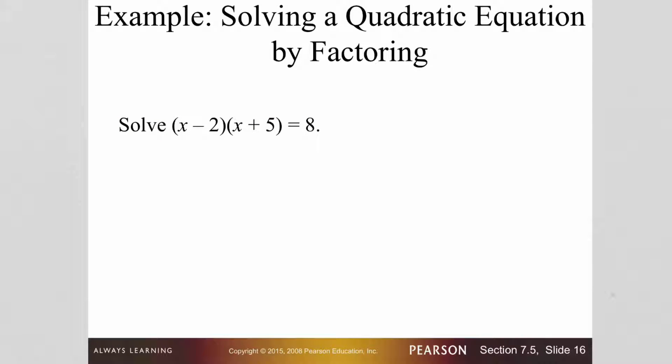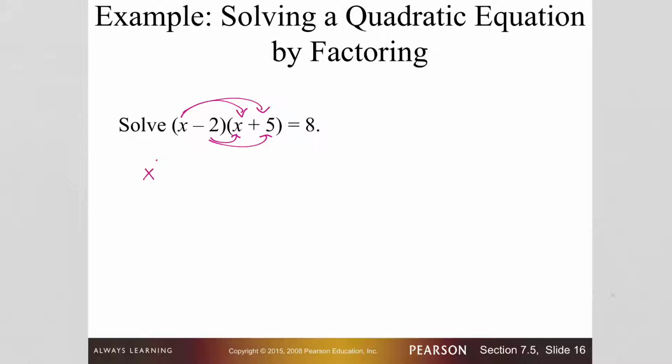Alright, so whenever you have a problem that looks like this, you can't solve it. I can't take x minus 2 and set it equal to 8. Remember, you need to have 0 on that other side. So what you have to do is distribute and combine your like terms, subtract 8, then factor again.